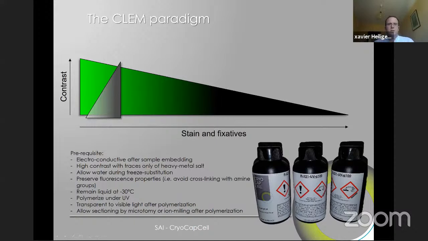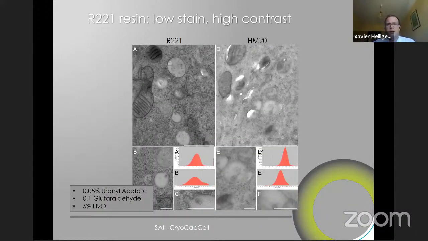And so as you can see here, this is an example of the gain in contrast we can have. Here in this freeze substitution approach, we have the R221 resin, which has only 0.05% of uranyl acetate, traces of glutaraldehyde. I like glutaraldehyde in freeze sub because it gives crisp membranes, and 5% of water. I refer you to the Kukulski method for this 5% water. If you do the exact same experiment with HM20, you would notice that the cell here has much lower contrast. The ultrastructure is as beautiful in both cases, but yet here the contrast is much lower.